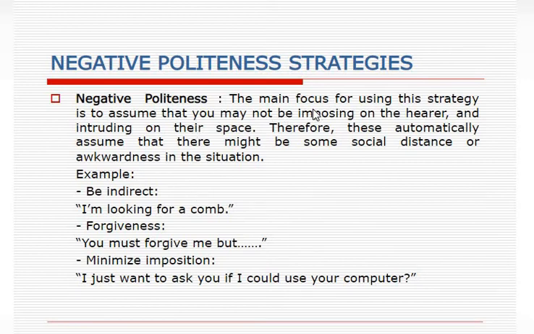Well, negative politeness. The main focus for using this strategy is to assume that you may not be imposing on the hearer and not giving any type of instruction, but you are making actually the space for the hearer. Therefore, these automatically assume that there might be some social distance or awkwardness in the situations. For example, be indirect. I'm looking for a comb. Instead of saying, give me a comb, one can say, I'm looking for a comb. Means you are giving option to other person to respond in the positive or in the negative way.